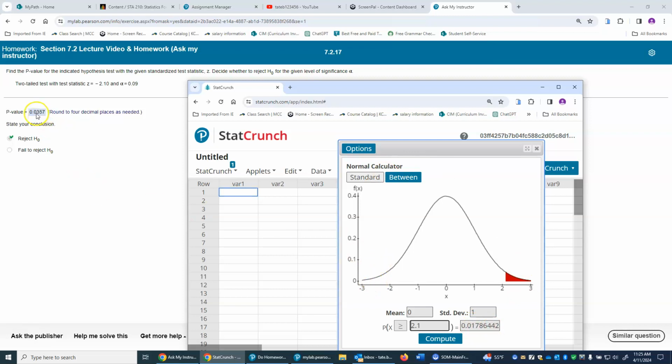And I guess, let's see. The p-value is less than alpha, and if the p-value is less than alpha, that's when you reject the null hypothesis. If the p-value is greater than alpha, you would fail to reject.